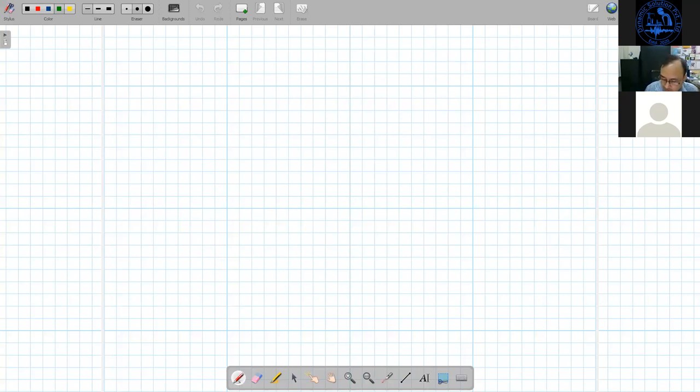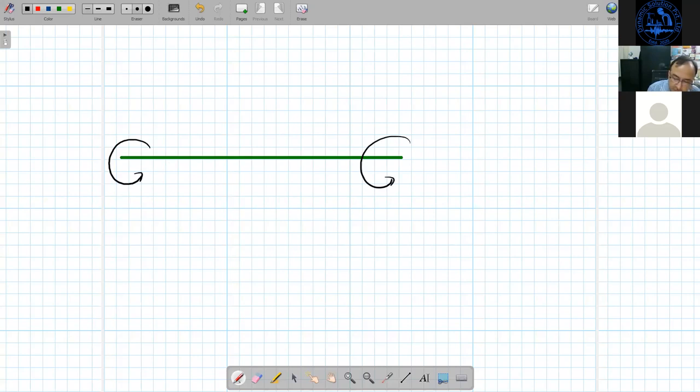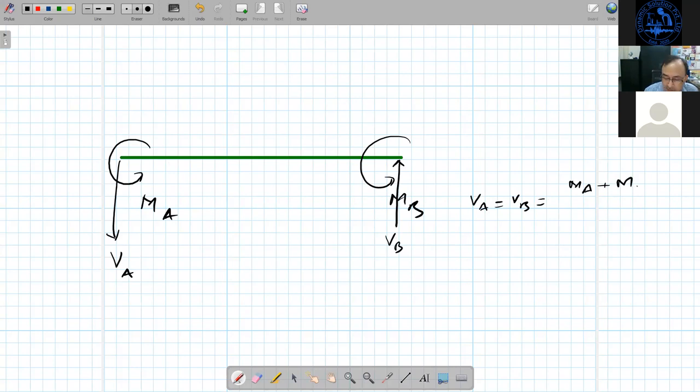Okay, so if I have a beam and this beam is subjected to bending moment at both the ends, let us say MA and MB. So to counterbalance this, we will have the couple here, and VA and VB, and VA and VB will be equal to (MA plus MB) divided by L.